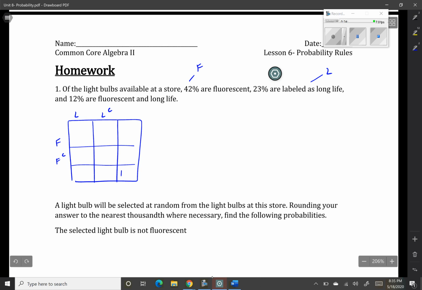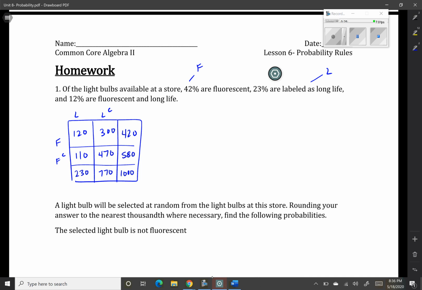So I'm going to make a hypothetical 1,000 table here. I don't know how many bulbs are here, so I'm just going to guess it's 1,000. 42% of them are fluorescent, so that would be 420, which would leave 580 to be not fluorescent. 23% are long life. That's 230 bulbs that are long life, making 770 not long life. It also says that 12% are both. So that would be 120 bulbs that are both. I could do some quick math here, do some subtraction to get 300 here, to get 470 here, and to get 110 here. So now I know everything about this table.